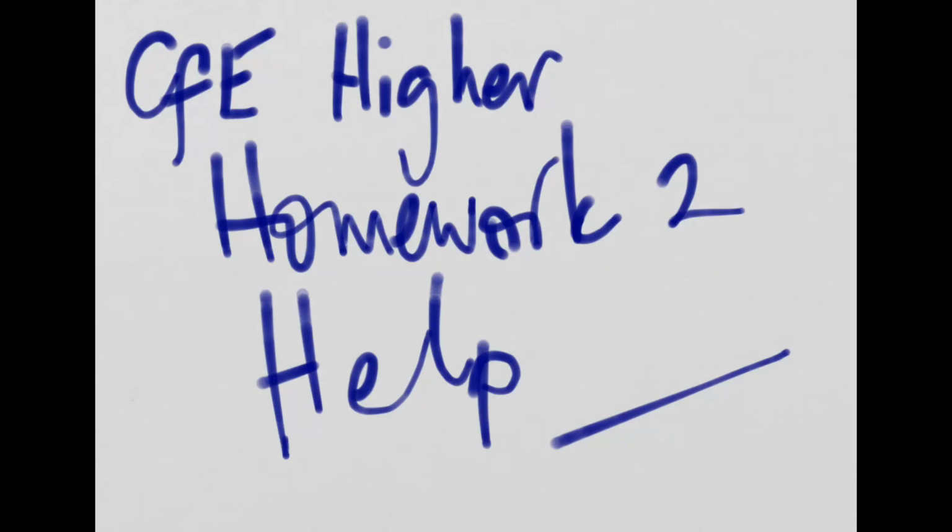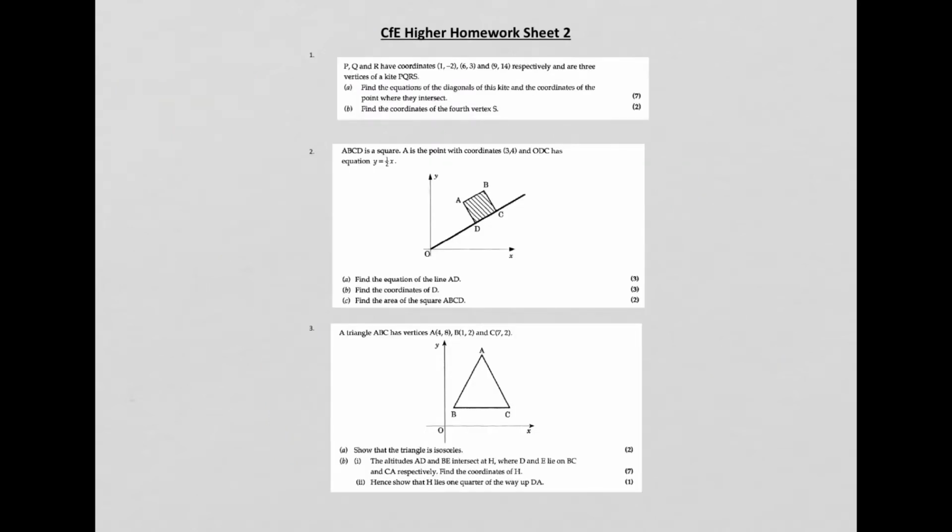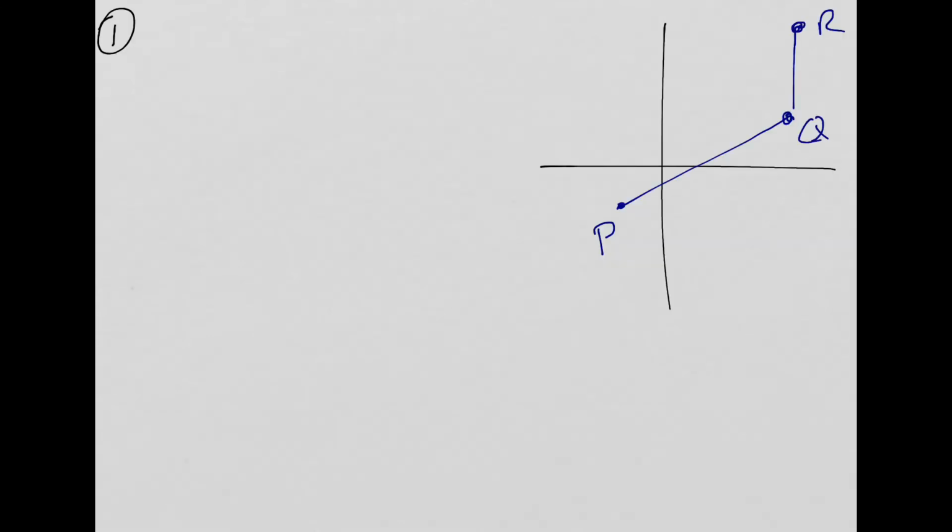Okay, here's some help with Higher Homework Sheet 2. The questions, should you require them? And the first one. Now, the first one says that you have corners PQR of a kite. So the diagram you should draw is something similar to what I've got there.